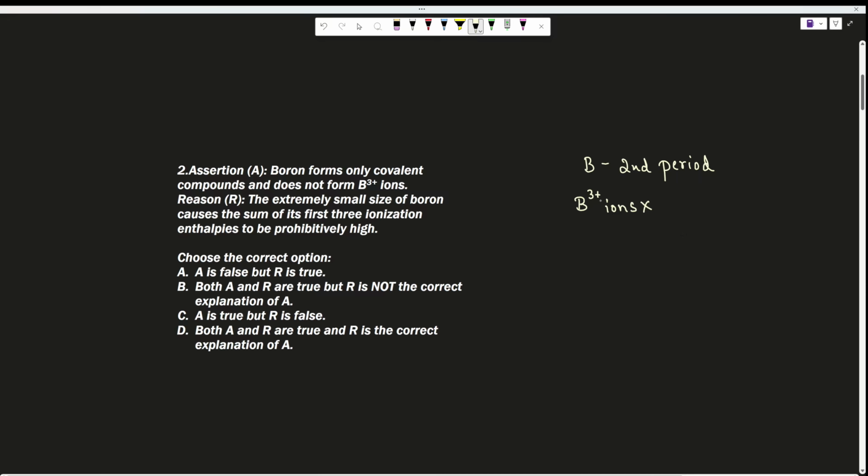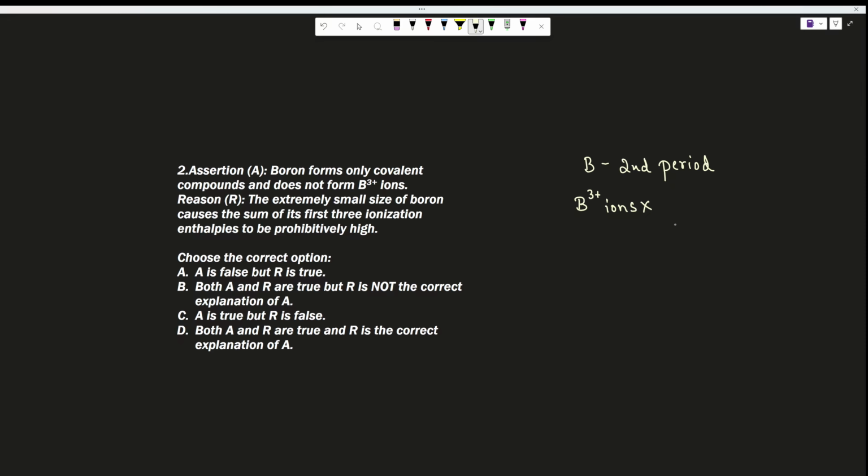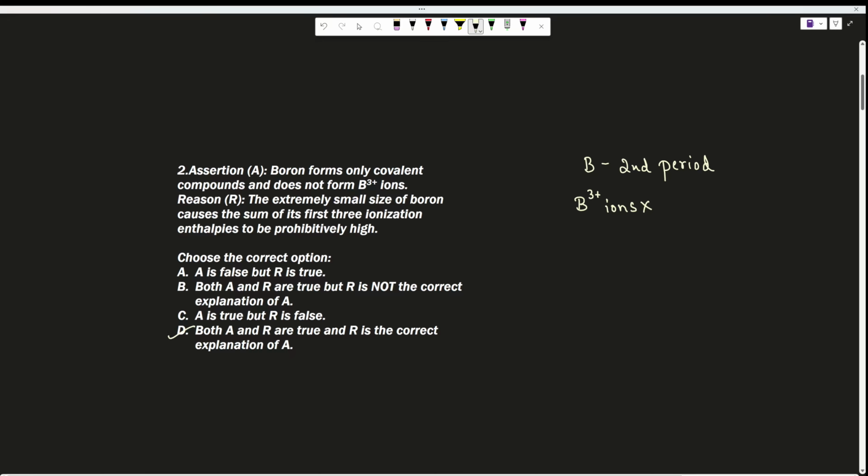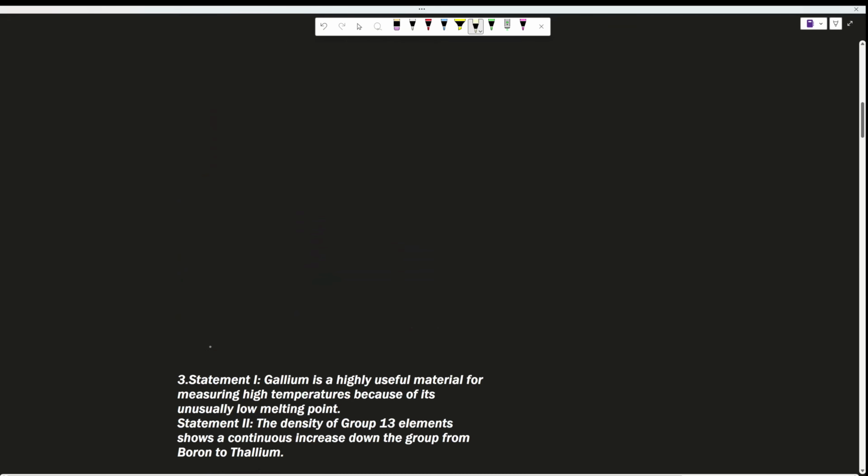So when the ions cannot be formed, it cannot form ionic compounds. That is the meaning of the assertion. So it forms only covalent compounds, not B3+ ions. So that is true. And it is due to what? As I explained, small size. So the first three ionization enthalpies are very high. Right. So here both assertion and reason are true, and the reason is the correct explanation of the assertion. Next one.